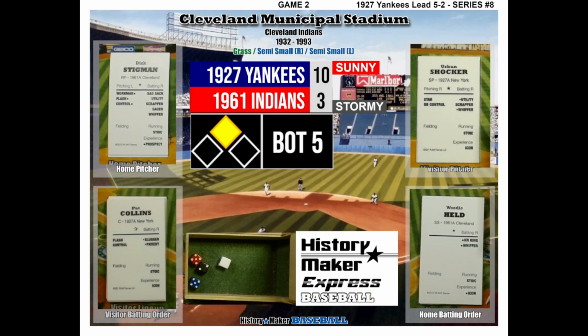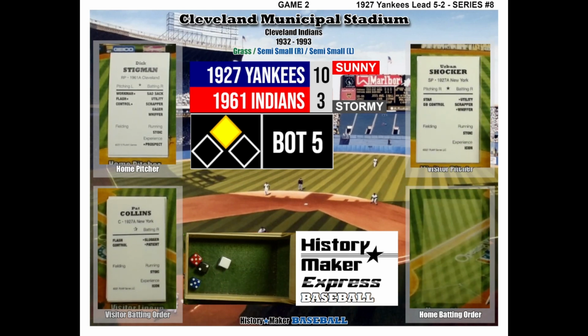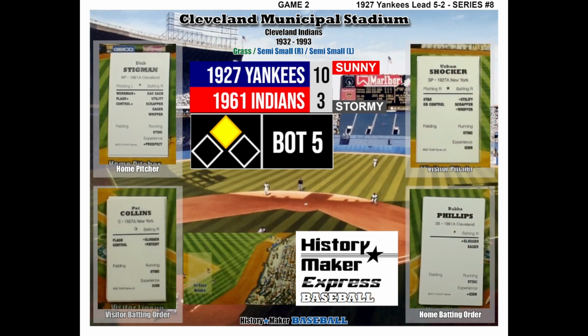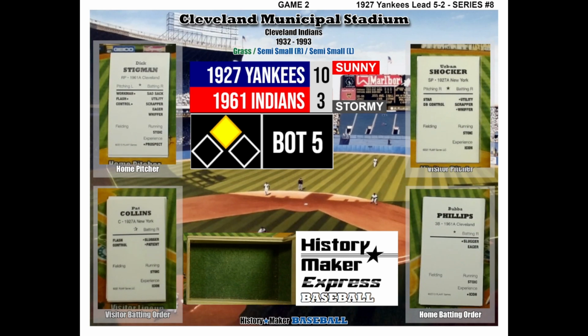And that is going to be a 2 and a 5. And Woody Held is going to have a single and a stolen base for his appearance against Shocker. And we move on to Bubba Phillips facing off against Shocker off of the men on base chart.